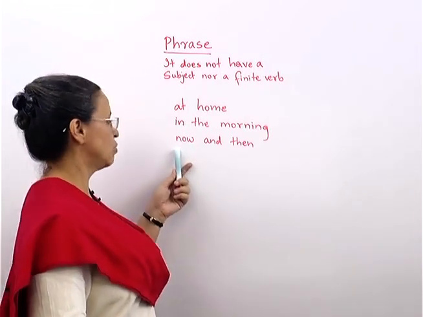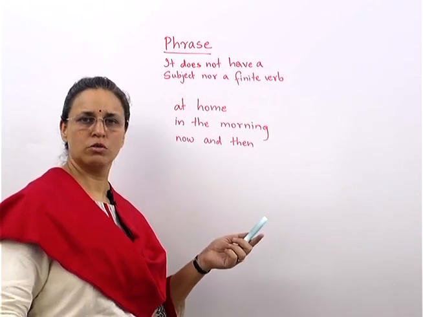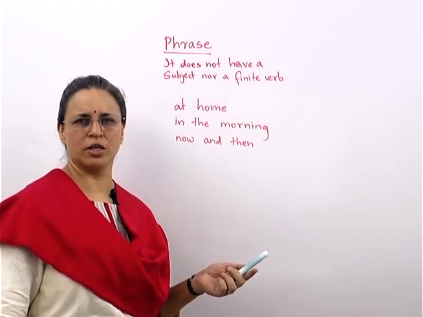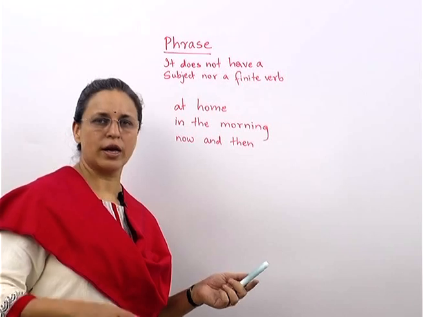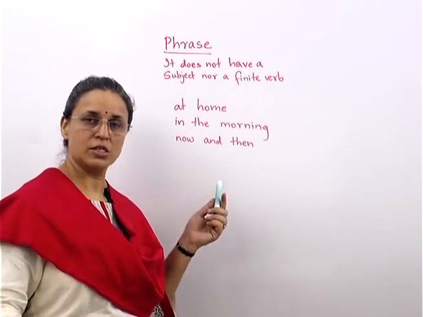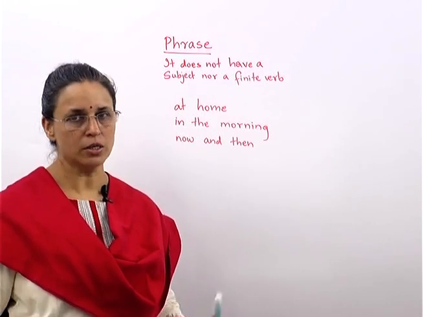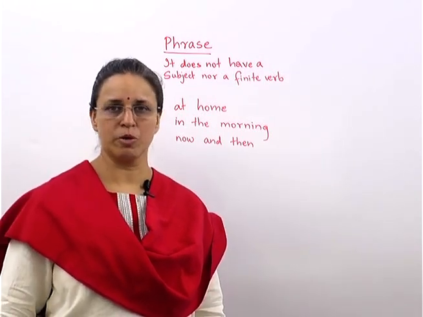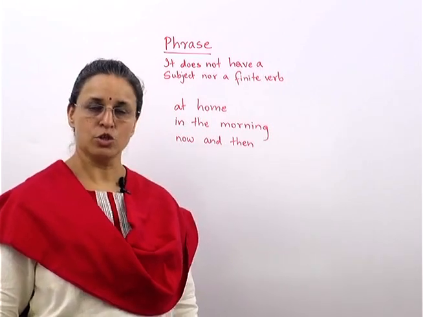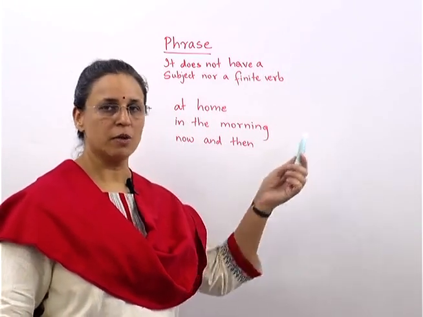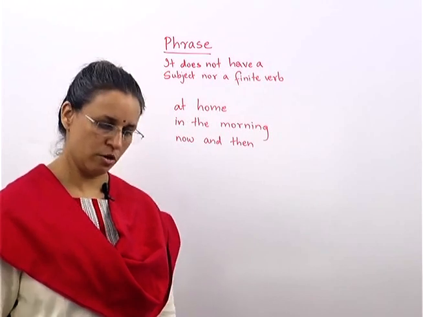Same way here, when you say, when do you go jogging? Now and then, kabhi kabhi. That means you know that I don't go regularly. So these types are known as phrases, and a phrase is a part of a bigger sentence. A sentence cannot be made without a subject and verb. So a phrase is part of a sentence, but it does not have the subject and verb.